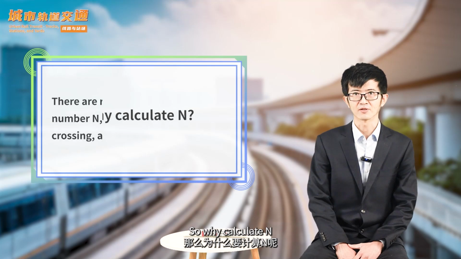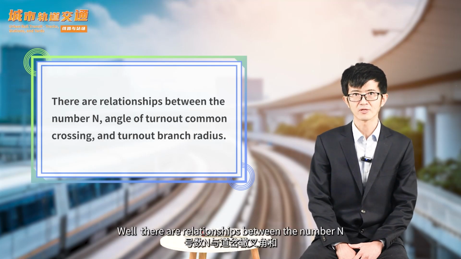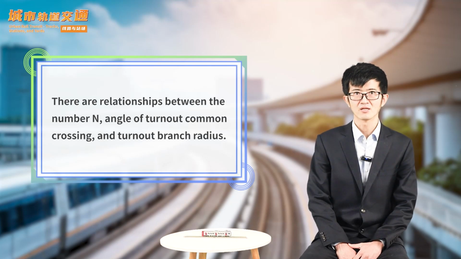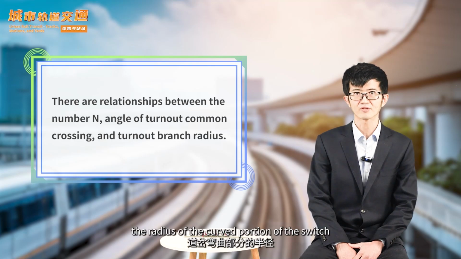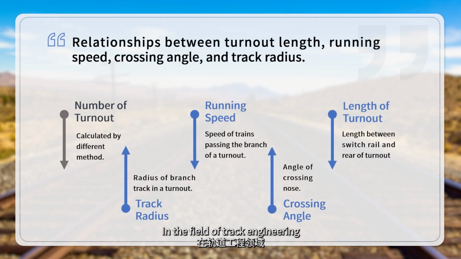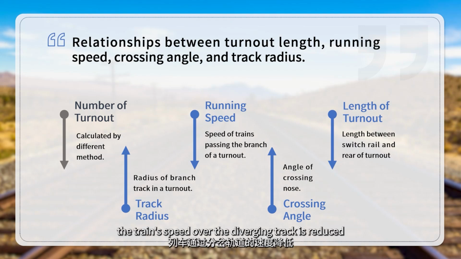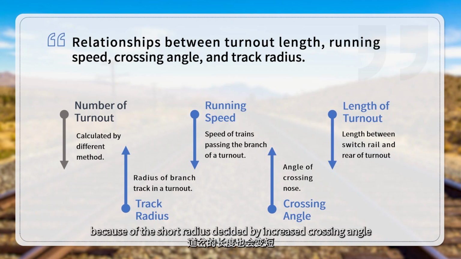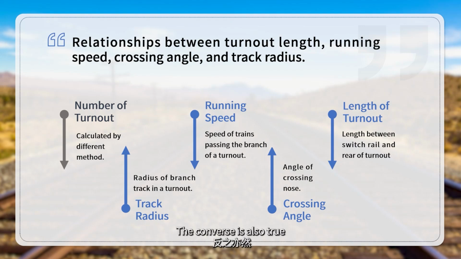So why calculate n? Well, there are relationships between the number n, the angle of the turnout common crossing, and the turnout branch radius. In other words, the number typically indicates the radius of the curved portion of the switch. In the field of track engineering, it's well established that as the angle of the crossing increases, the number of the turnout n required decreases. Consequently, as n decreases, the train's speed over the diverging track is reduced. Meanwhile, the length of the turnout will be shorter because of the short radius dictated by the increased crossing angle. The converse is also true.